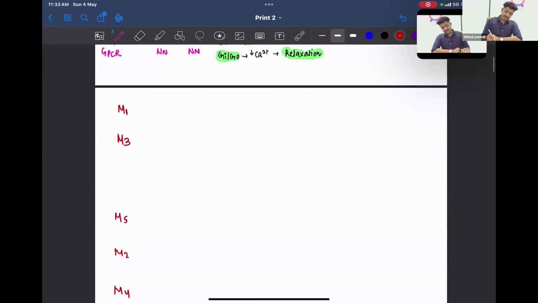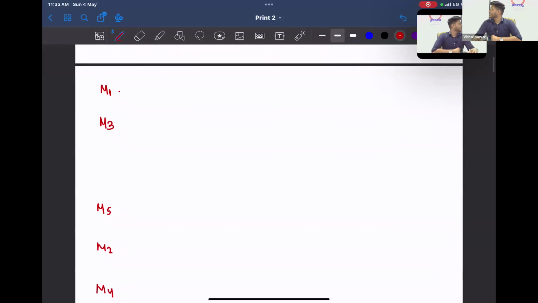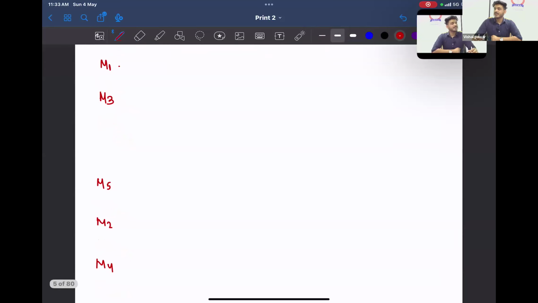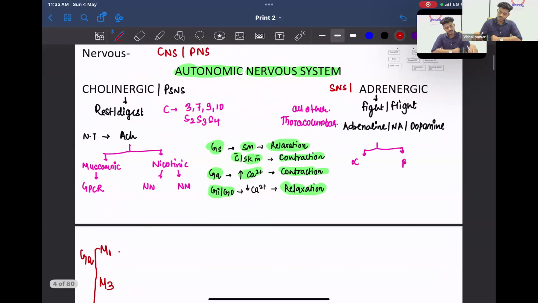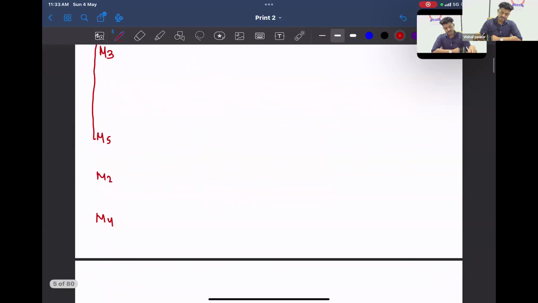What are the receptors we are having? M1, M3, M5, M2, M4. Remember this: M1, M3, M5, they are going to be which type of subunit? Gq. And Gq means what? Now see, Gq means contraction. This M2 and M4 is going to be Gi subunit or Go subunit. Gi, Go means relaxation.